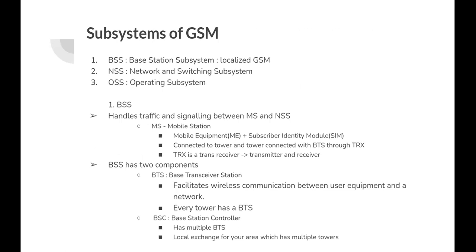So BSS handles the traffic and signaling between the MS and the NSS. NSS is yet another subsystem. At this point, you have what we call a mobile station, which is your phone, and it is made up of the mobile equipment and the SIM. These two make up the mobile station. But again, the BSS has two components. One is the BTS, the base transceiver station, what we call the boosters. Secondly, many BTS are controlled by one BSC. So you can have 3 BTS being controlled by one BSC, and the BSC is the base station controller.